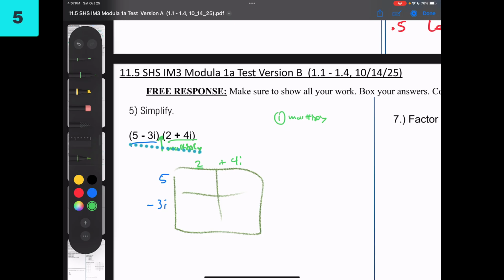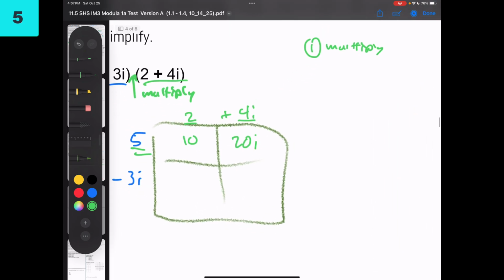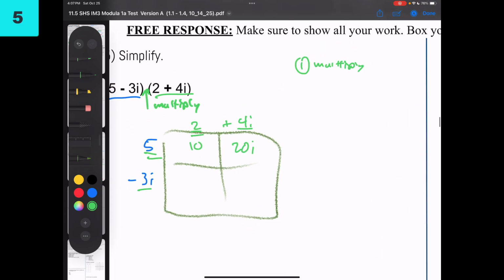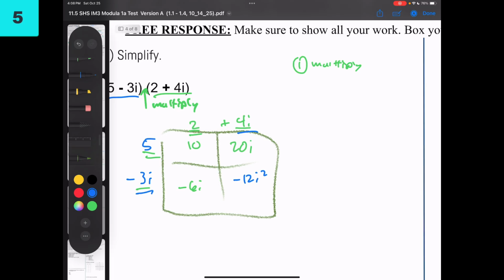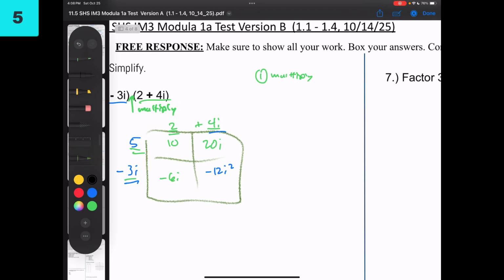So 5 times 2 is 10. 5 times 4i is 20i. Treat that i like x's. 2 times negative 3 is negative 6i. And negative 3i times 4i is negative 12i squared. Okay, now we're going to add. So let's write out everything. 10 plus 20i minus 6i minus 12i squared.